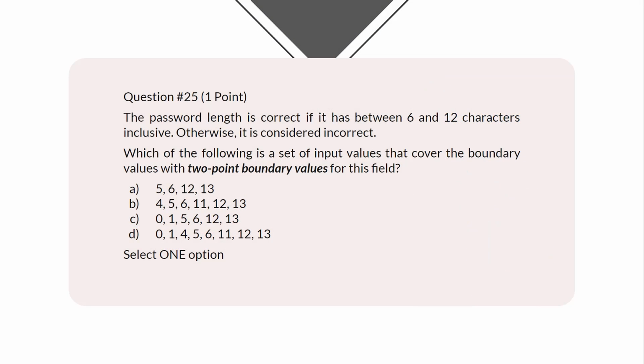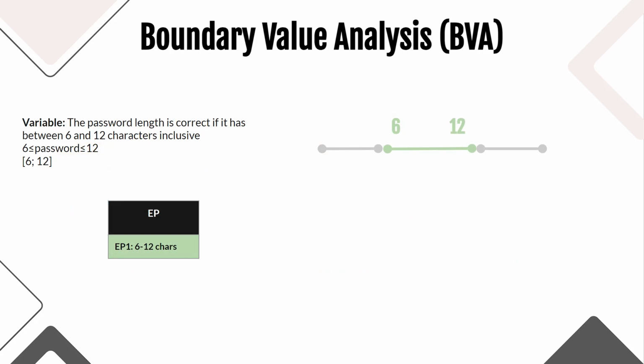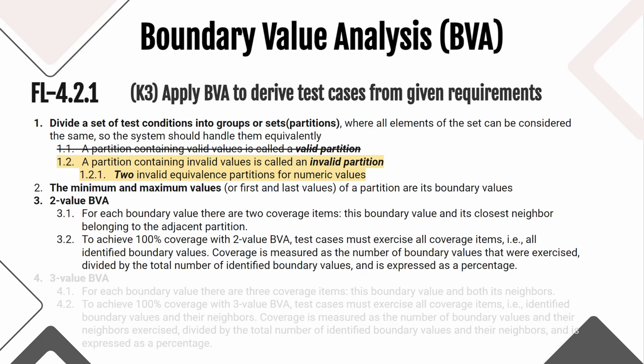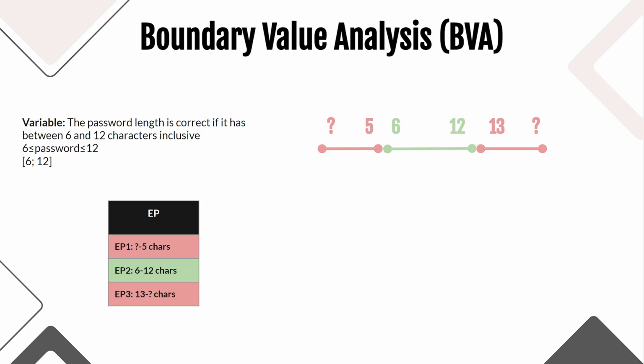Same question, and we have to use 2-point boundary values. Our first and main mistake was incorrectly defining equivalence partitions. Let's define them step by step for better illustration. And we start with a valid partition. We have already performed this task more than once. Everything is simple here. Let's move on to the next step. The next step is to define 2 invalid equivalence partitions for numeric values. BVA can only be used for ordered partitions. Therefore, we can always identify 2 invalid partitions. In our case, these values are 5 and less and 13 and more.